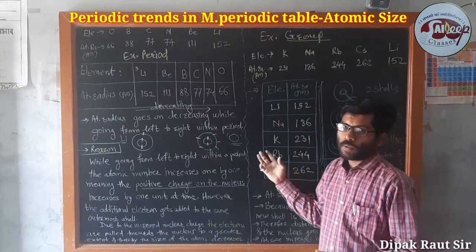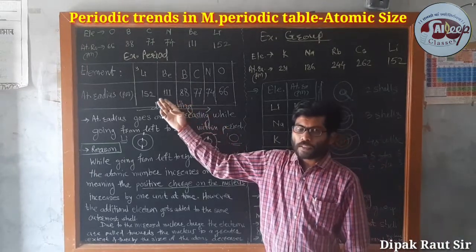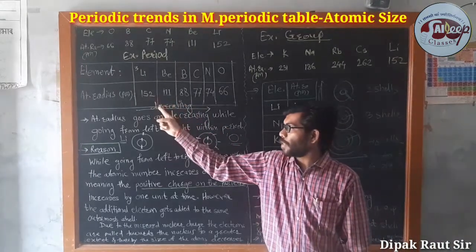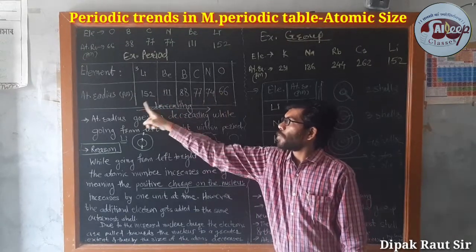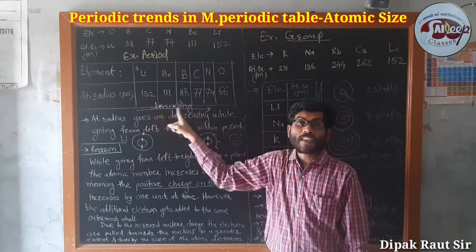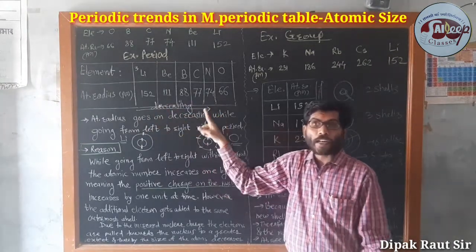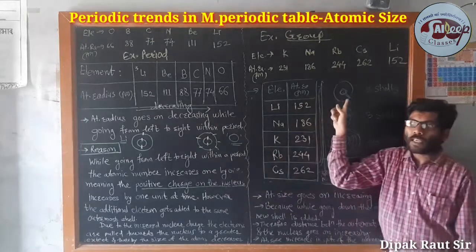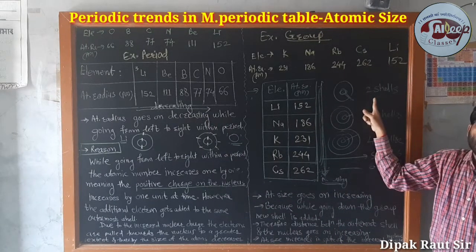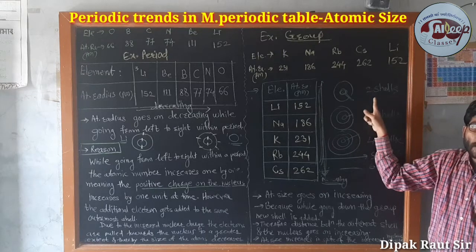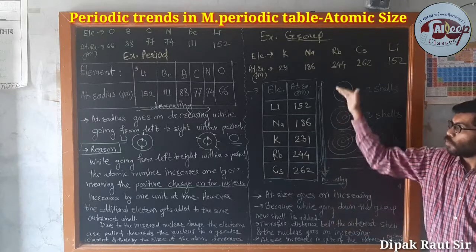Now, listen carefully. When we discuss the atomic size in the period, then left to right, atomic size decreases, and when we discuss the atomic size in the group, then atomic size increases down the group.